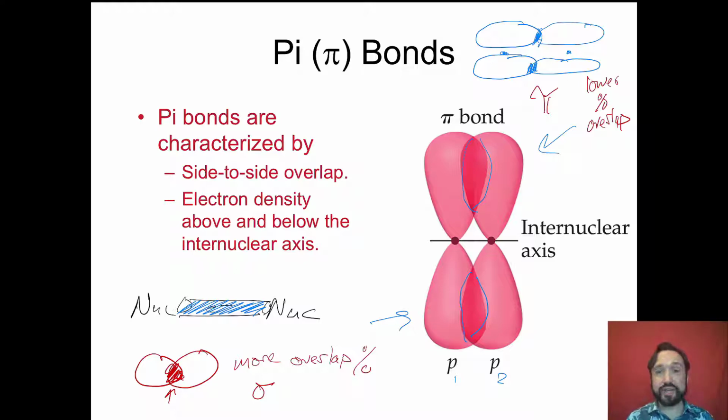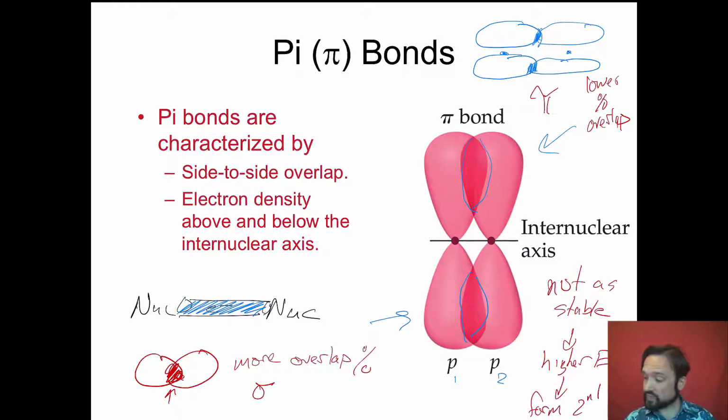So what does this mean? It means that pi bonds are not as stable, typically, as a sigma bond, which means they are higher energy, which means that they form second. Or in other words, the first bond between any two nuclei is going to be a sigma bond. Any additional bonds beyond that are going to have to be pi bonds.